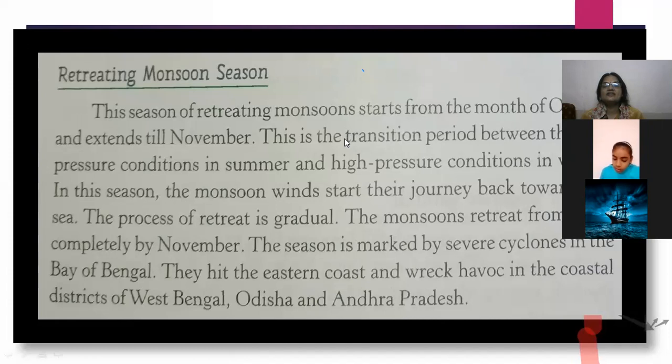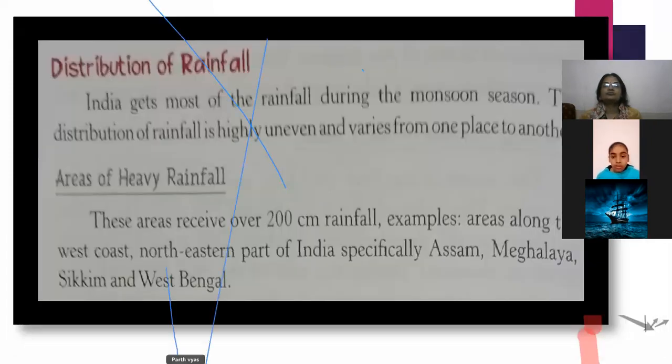Yes, students, so this is the retreating monsoon. The winds which are going back to the sea bring rainfall in the months of October to December. Mostly it is October, November. Sometimes it extends to December also.